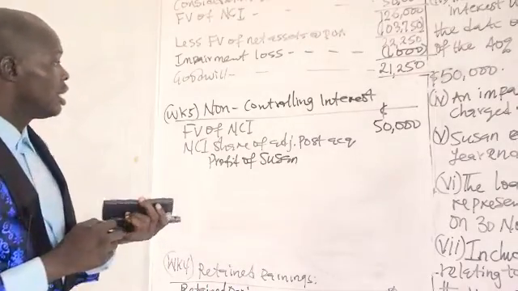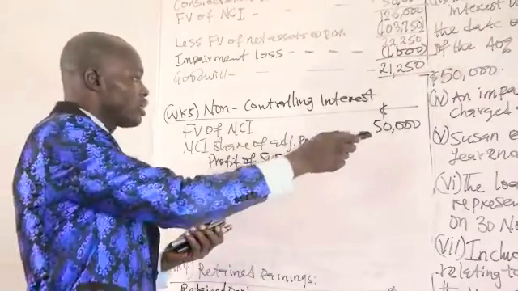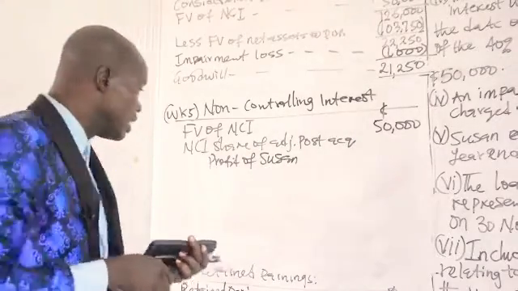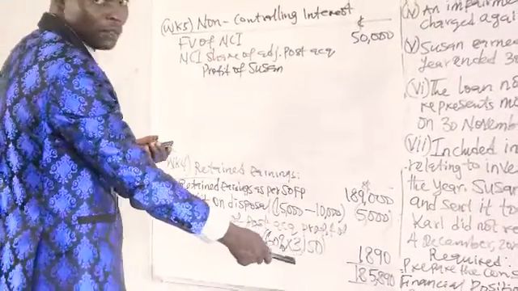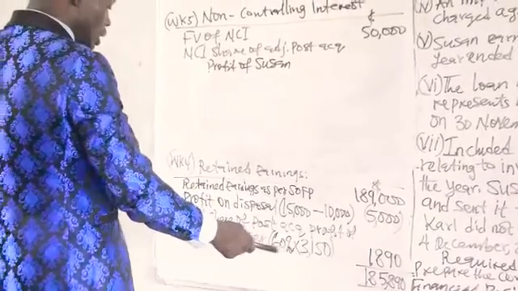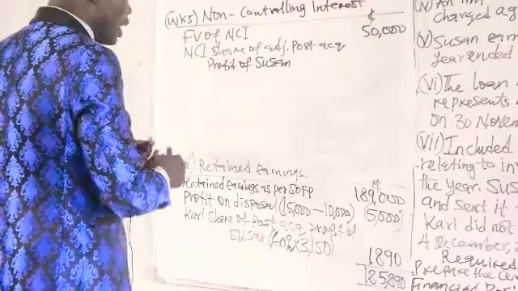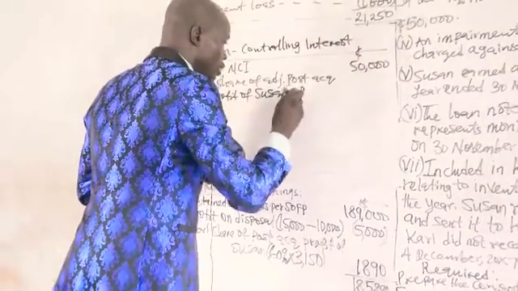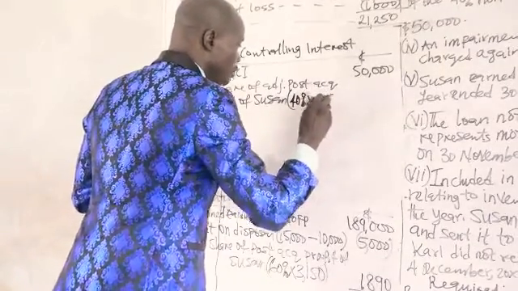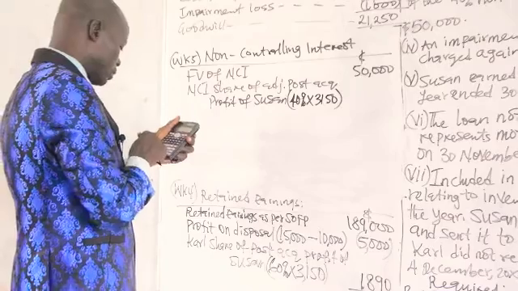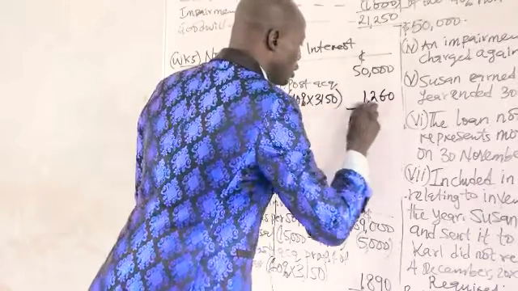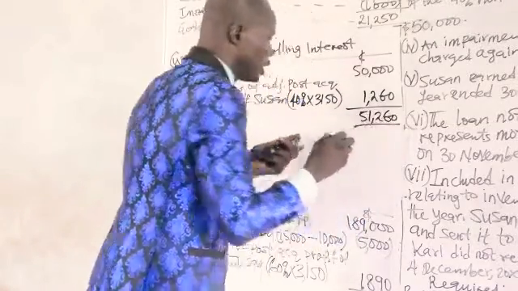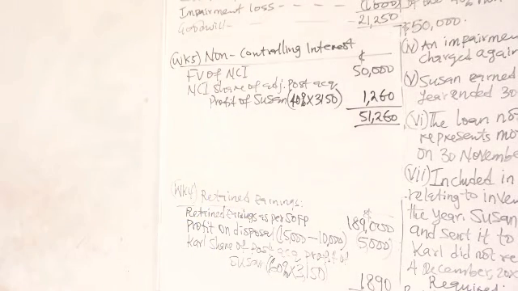Since Carl acquired 60% of Suzanne, the remaining 40% relates to the non-controlling interest. The adjusted post-acquisition profit we got the other time was 3,150. So 60% was attributable to the parent, while the remaining 40% will be attributable to the non-controlling interest. 40% of 3,150 gives us 1,260. When you sum it up, you have 51,260. That is the non-controlling interest that will appear in the consolidated statement of financial position.